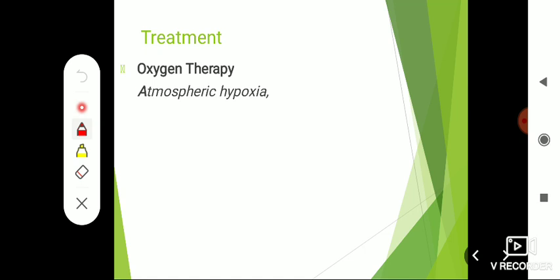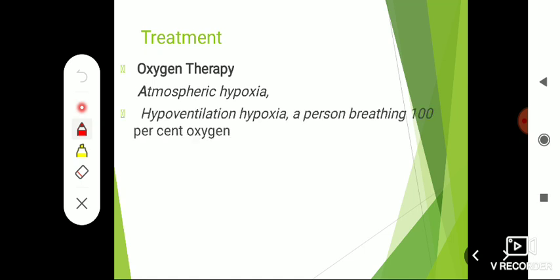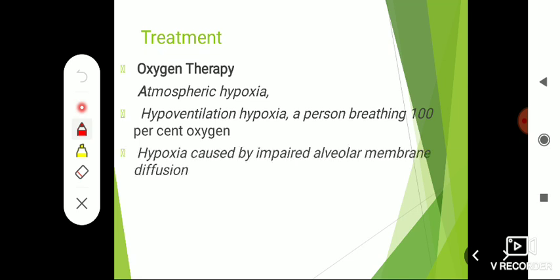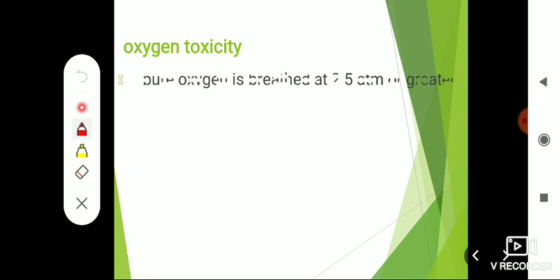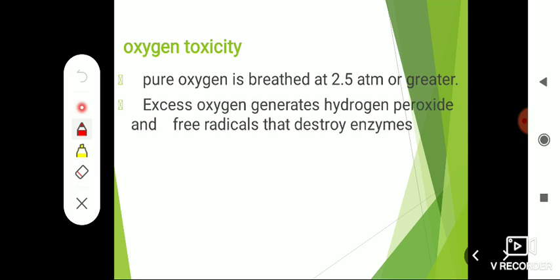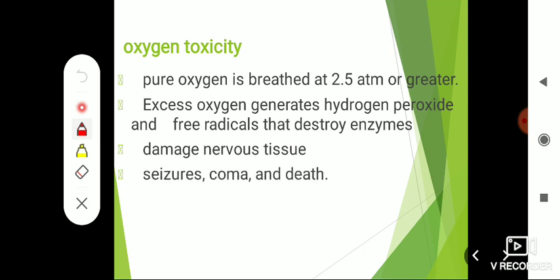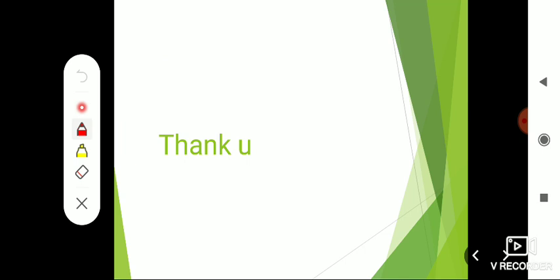In atmospheric hypoxia and hypoventilation hypoxia, we have to give 100% oxygen breathing. Hypoxia caused by impaired alveolar membrane diffusion, you have to give oxygen. But if you give pure oxygen for a long time, it can lead to oxygen toxicity also. Pure oxygen breathed at 2.5 atmospheres or greater, excess oxygen generates hydrogen peroxide and free radicals that destroy enzymes. They damage the nervous system. So we cannot afford to give pure oxygen, as that will cause damage. So here we are completing our important topic, that is hypoxia.